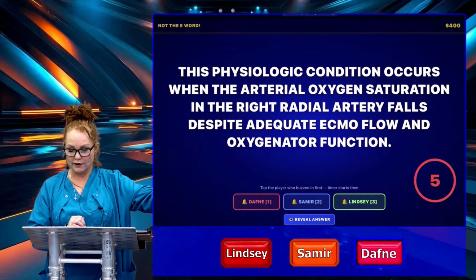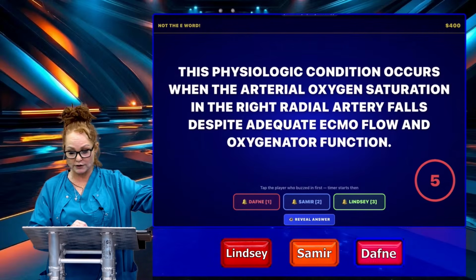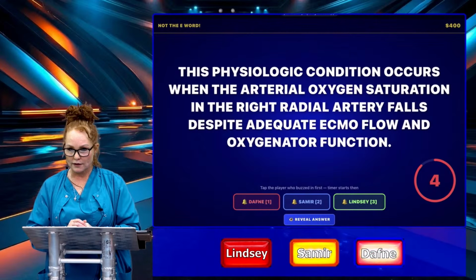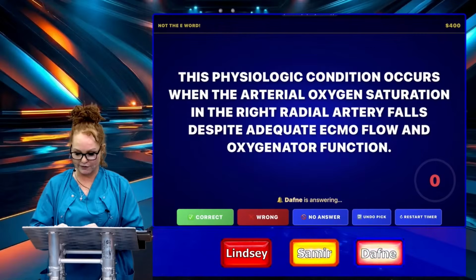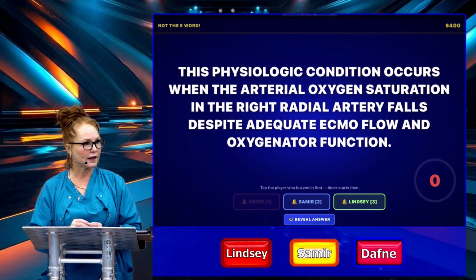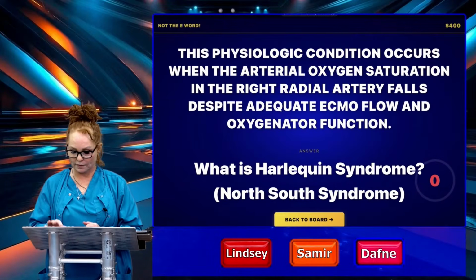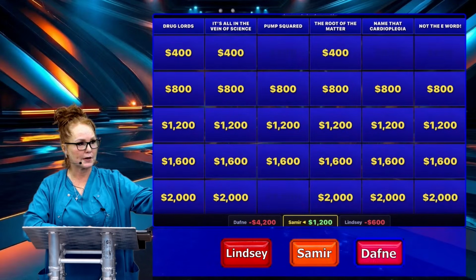Let's do not the E word for 400. This physiological condition occurs when the arterial oxygen saturation in the right radial artery falls despite adequate ECMO flow and oxygenator function. Daphne, what is your circulation? That is not what I'm looking for. Anyone else? Samir, what is north-south syndrome? Yes, north-south syndrome or Harlequin's. Good job. Samir, control the board.